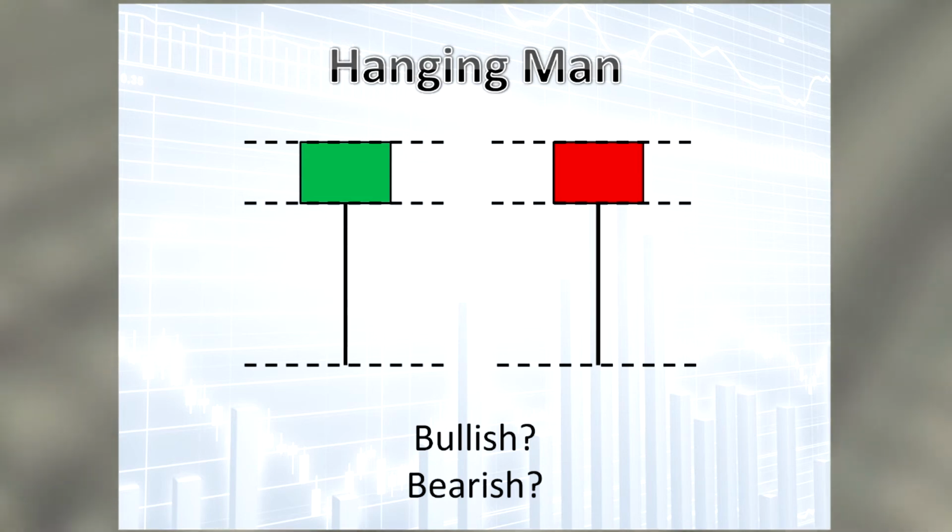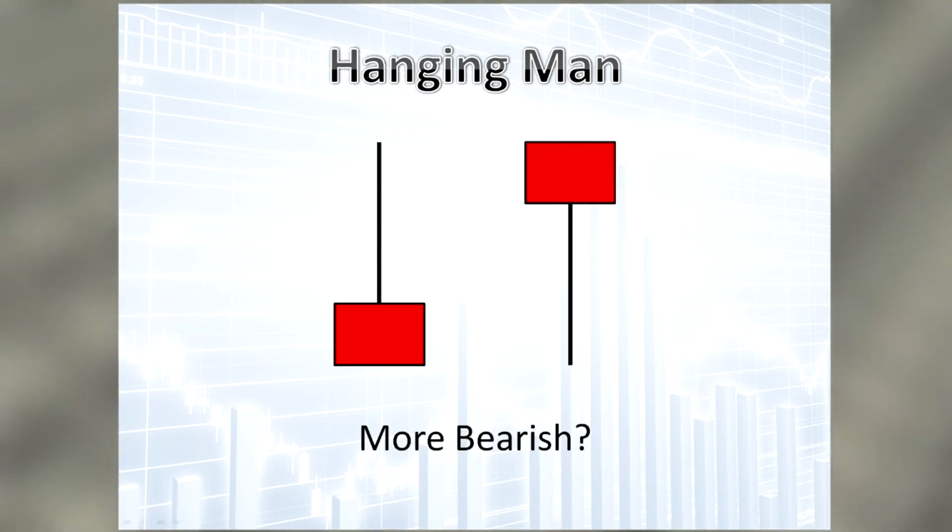The red candle is more bearish, since the bulls couldn't drive the prices past the opening price of the candle as they did with the green candle. So let's have a look at this. Which is more bearish, the shooting star or the hanging man?